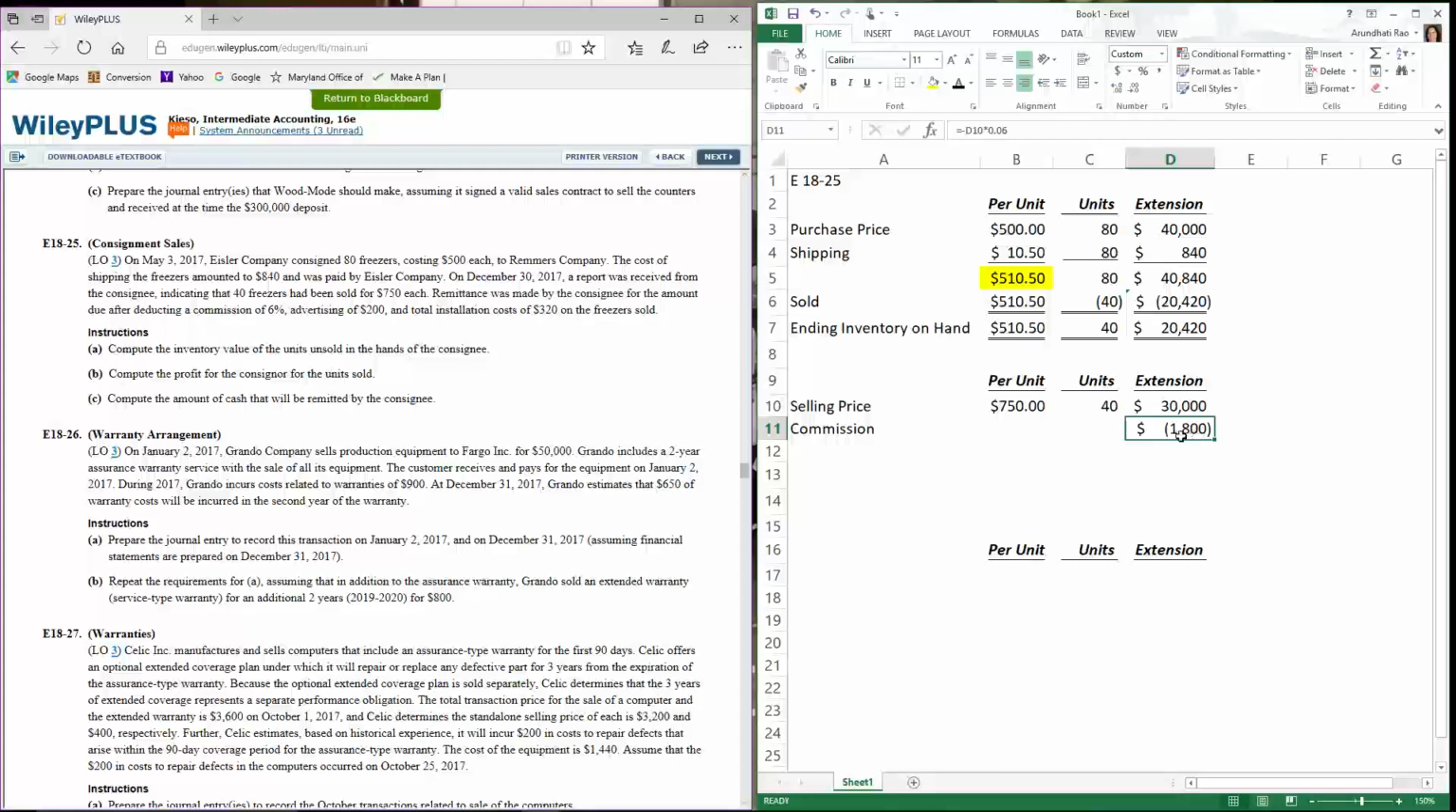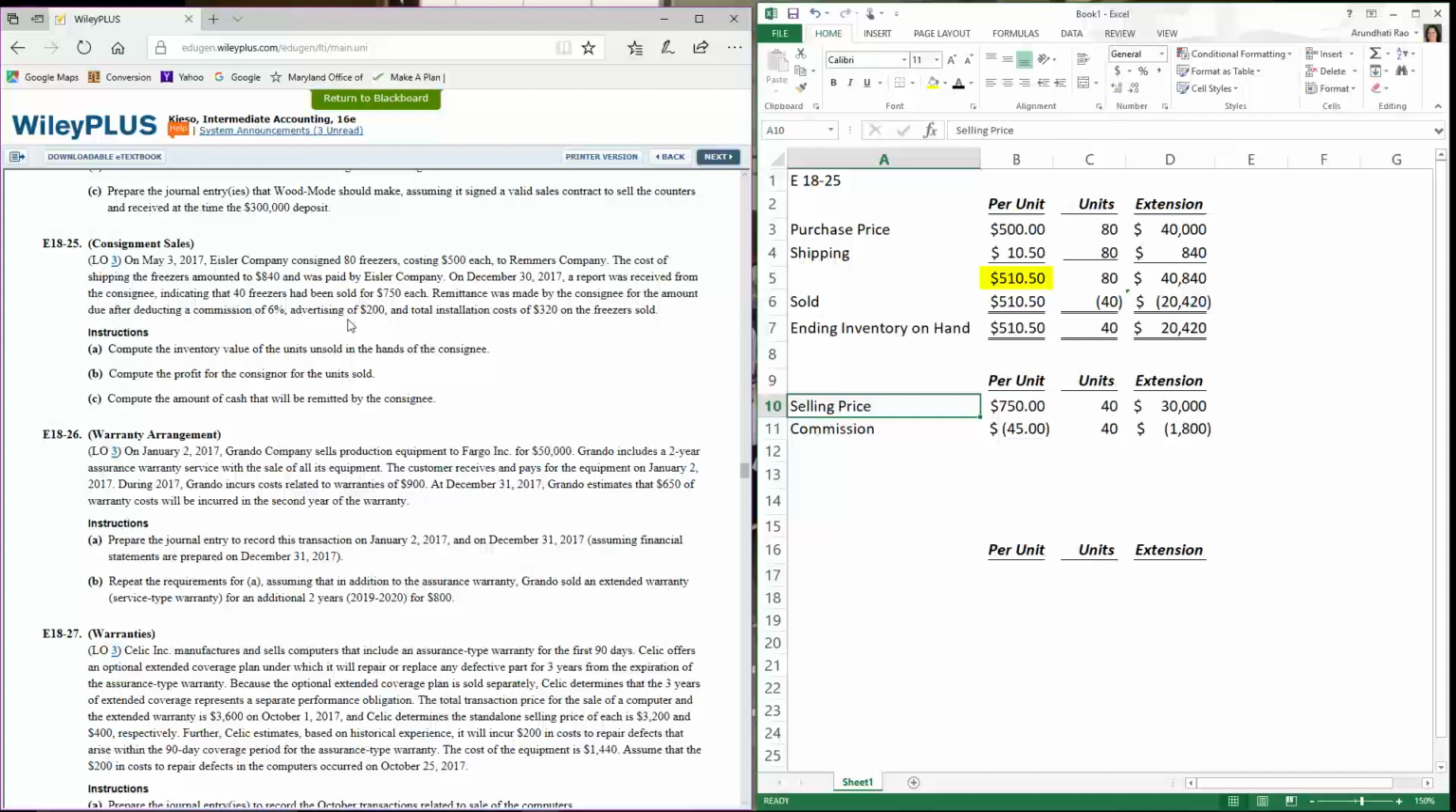This was on how many freezers that they sold? 40. So what's the unit cost? 1,800 divided by 40 is $45. And the reason I'm putting these in parentheses is for the consignor, the selling price, whatever it was sold for by the consignee is revenues, but these are all expenses. That's the reason I'm putting this in parentheses. So 6% commission they withheld.